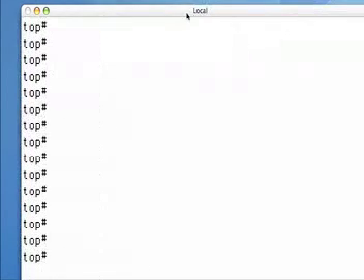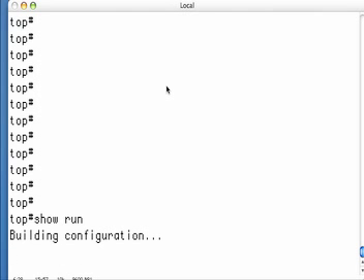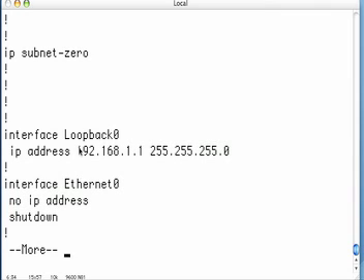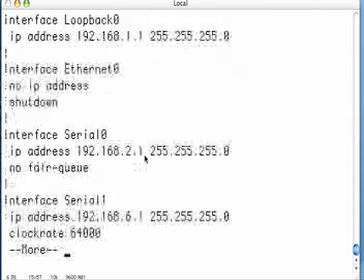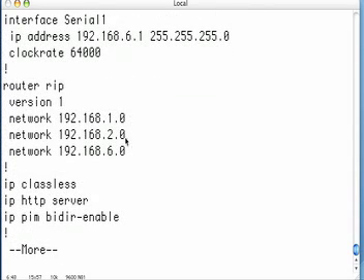Let's go ahead and look at our router. Show run. Here's the configuration I'm starting with. Interface loopback 0, IP address, interface serial 0 and serial 1. I configured the clock rate on my DCE interface. This no fair queuing command was default. Router RIP version 1. In this case, I have to specify 3 network statements because the natural classful mask is a /24.